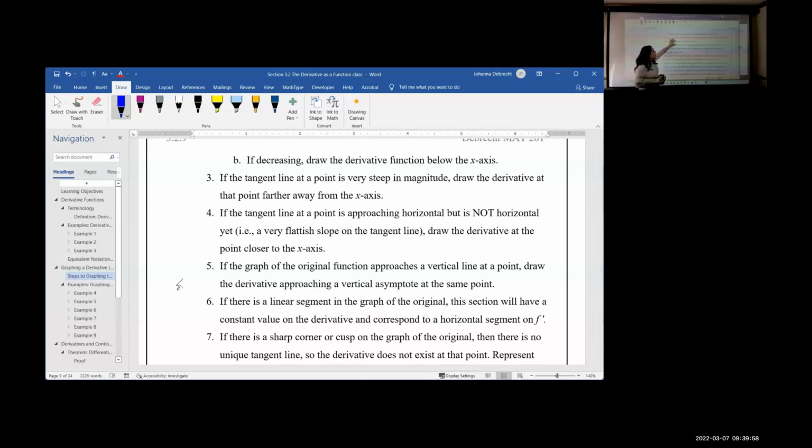If the tangent line gets very steep in magnitude, then you're going to draw the derivative farther away from the x-axis. The more steep the tangent line is, the further from the x-axis it is. The flatter the tangent line is, the closer to the x-axis it is. As the original function goes to a vertical tangent line, the derivative goes to infinity.